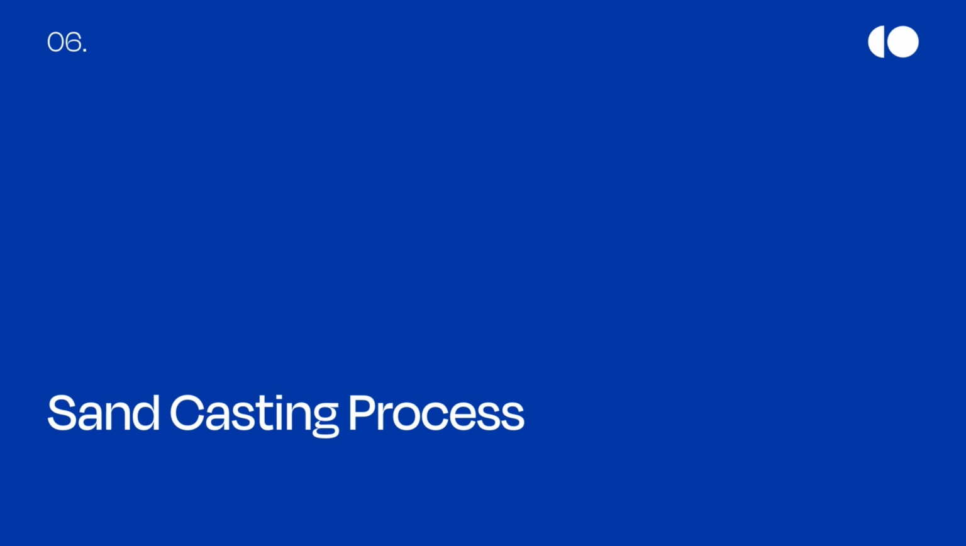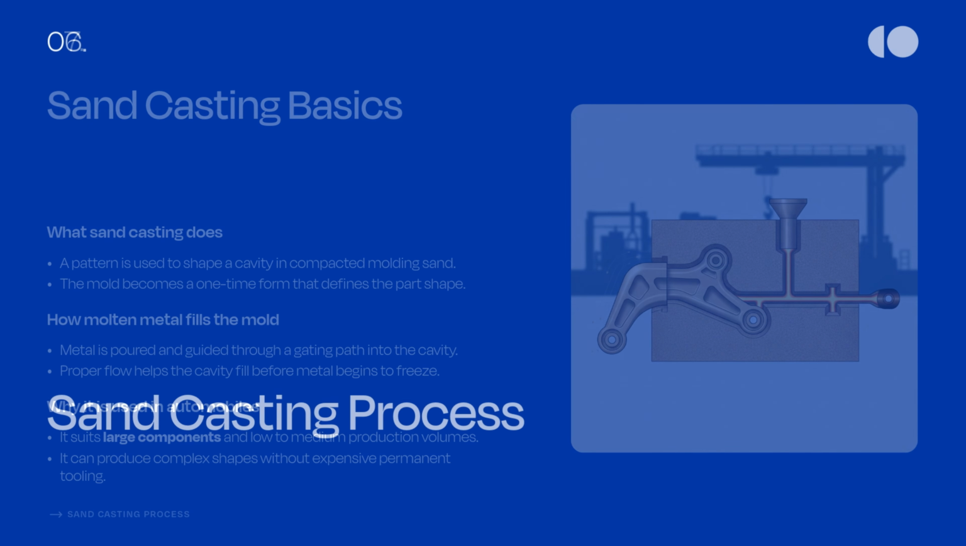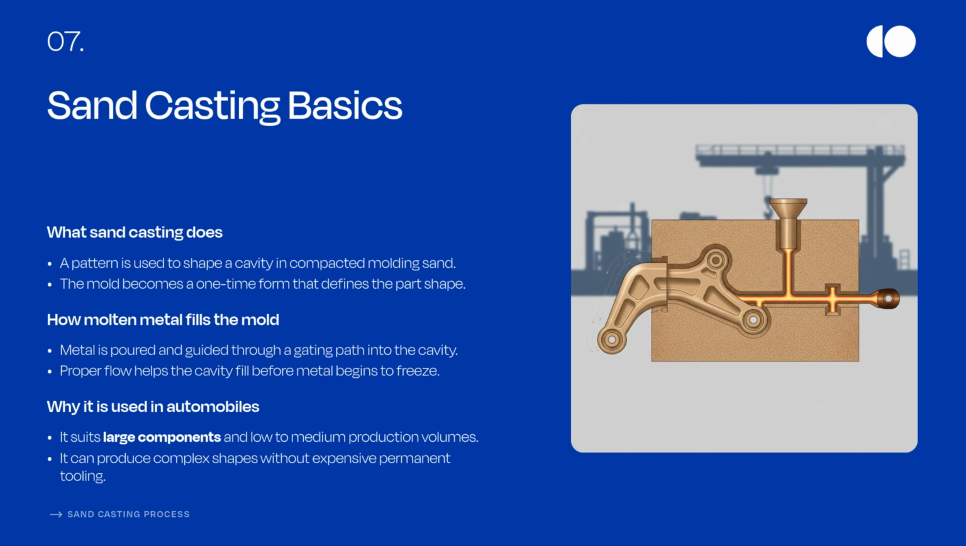Sand casting process. Let's understand the basics of sand casting. Here, a pattern is used to shape a cavity in compacted molding sand. The mold becomes a one-time form that defines the part shape.